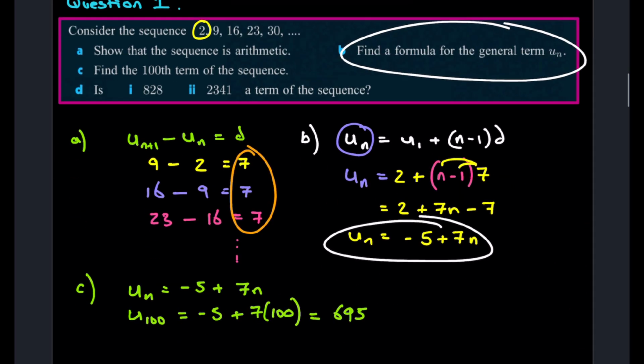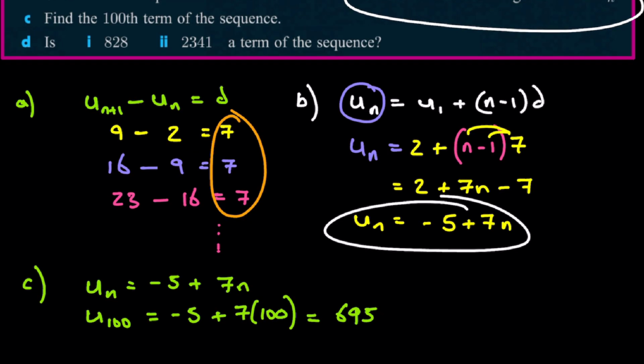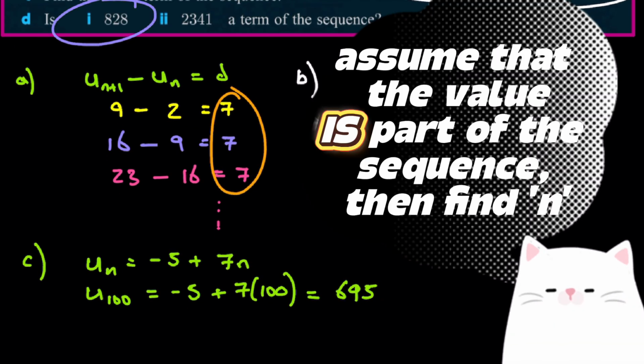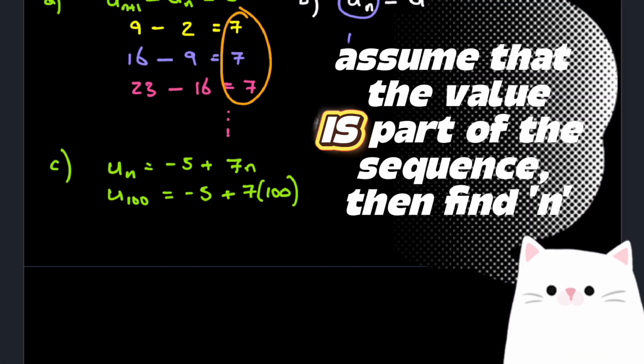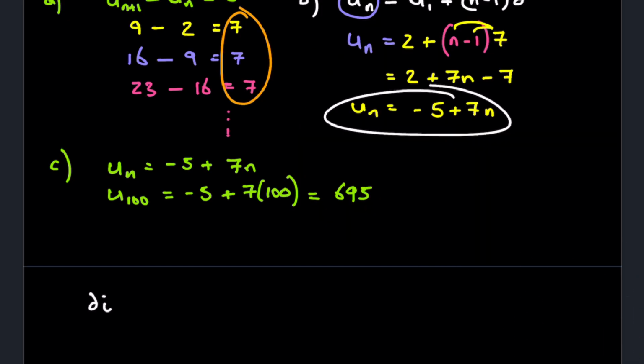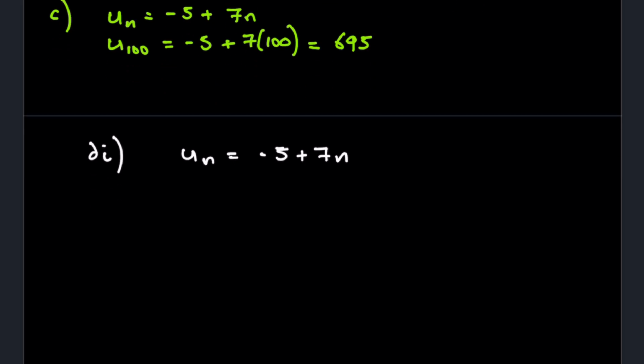So there's a very particular way you can do this, and that's just assume that 828 actually is in the sequence. Okay, so D1, we want to know if, well, let's take our general term. So un equals negative 5 plus 7n. And we're going to assume that 828 is actually in the sequence. So 828 is equal to minus 5 plus 7n. And I'm going to add 5 to both sides, leaving this.